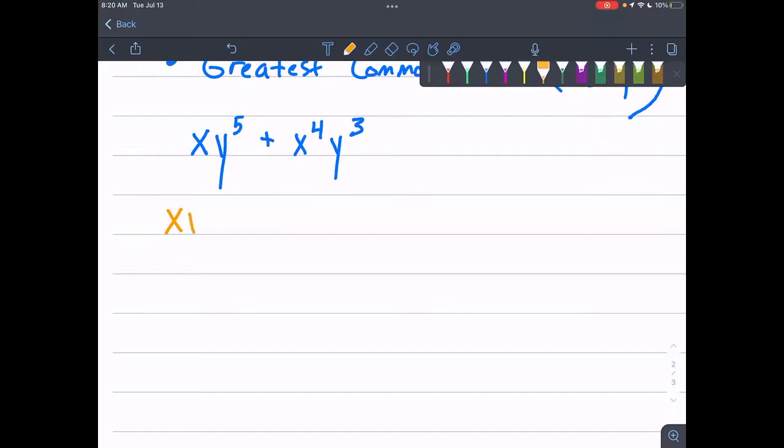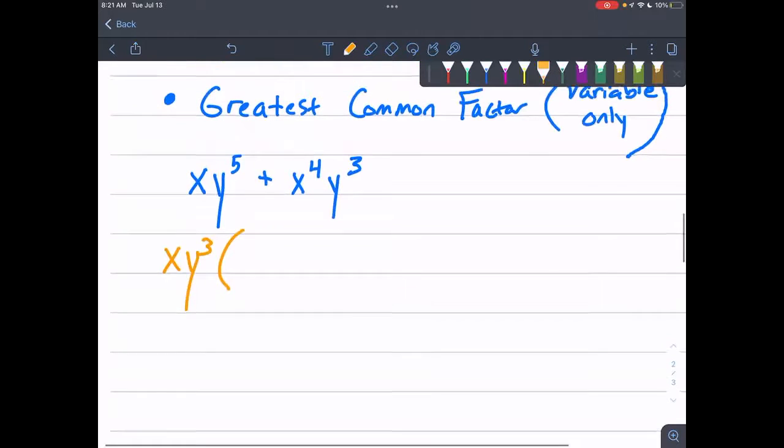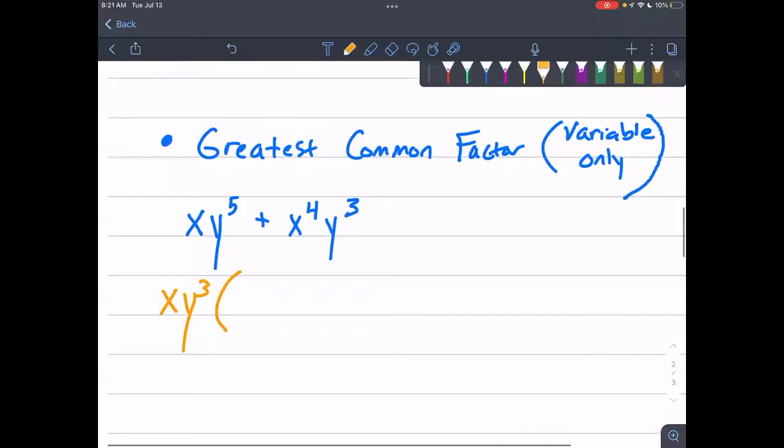How many y's can we take out? 3. Okay, then you just write in what's left. Then we're just doing division. We're saying, what did we take out of this one and what's left? So we took out the x, no x's left. We took out 3 of the y's, so that leaves 2 of them.